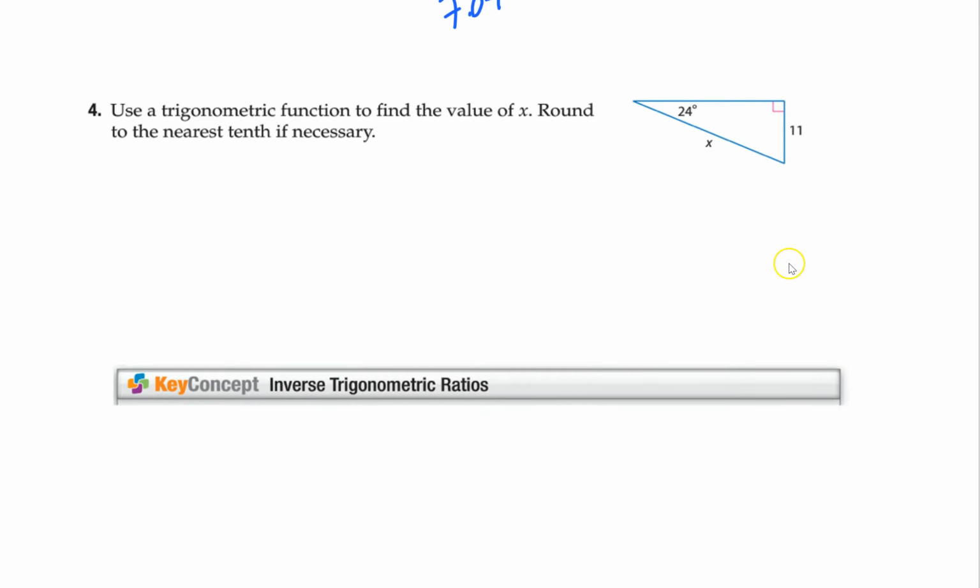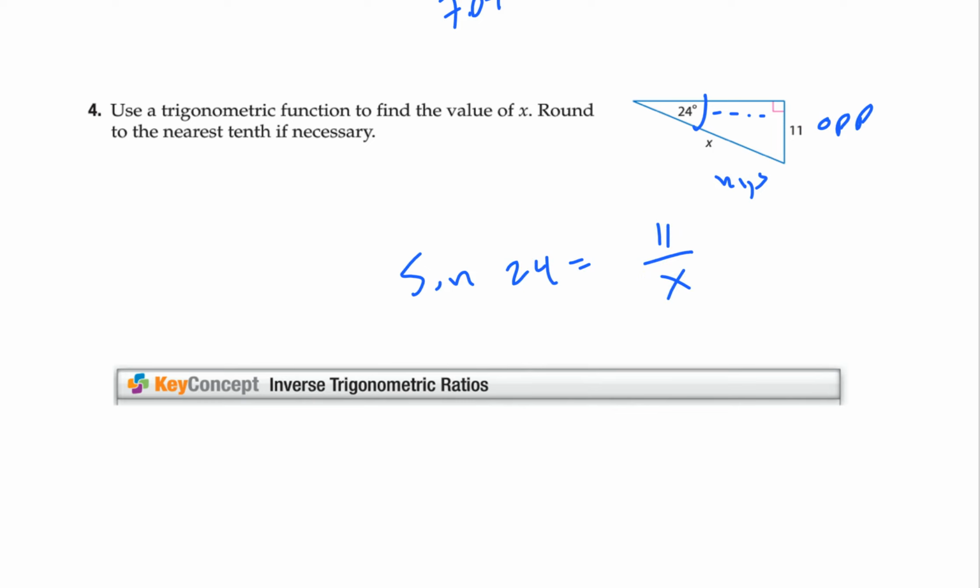One more. Same idea, right? Let's label our sides real quick. Opposite. It's the same question. Let's go and do sine again. Sine of 24 equals 11 over x. Now this is a little different. The math's a little harder. X is on the bottom.